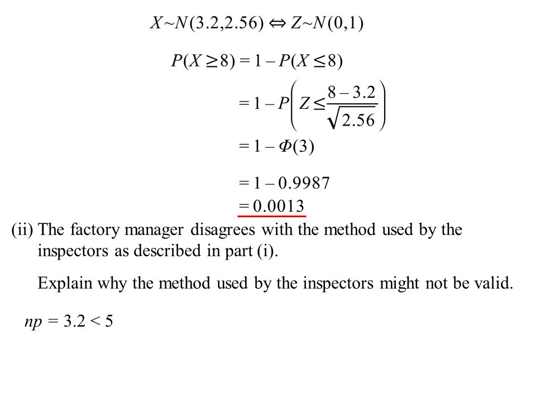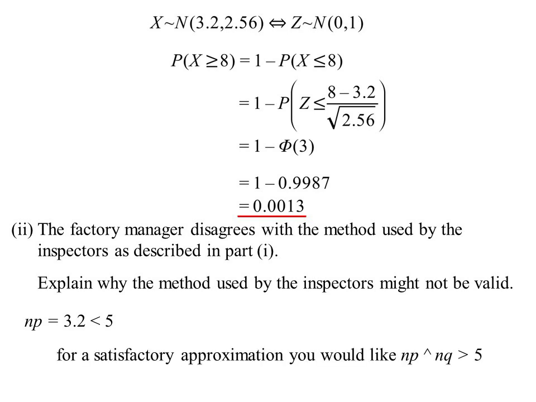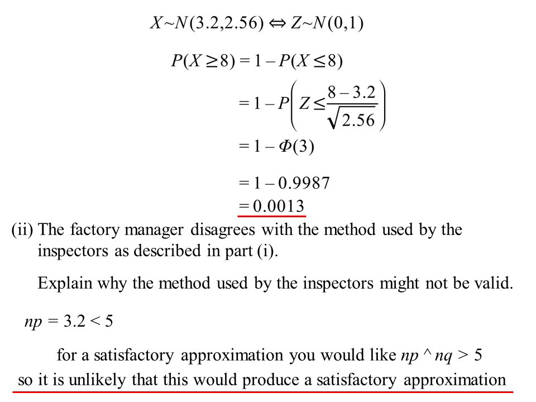Now, np is 3.2. That's less than 5. So we'd say, well, no, actually, for a good approximation, we would like np and nq to both be bigger than 5. So actually, maybe the factory manager is correct, and the inspectors were the ones that did the wrong thing. It is unlikely that this method produces a satisfactory approximation to the probabilities.